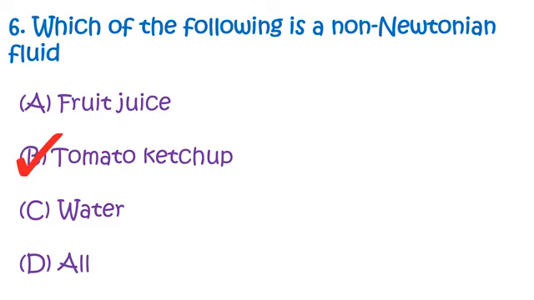So basically we have to understand what are Newtonian and non-Newtonian fluids. Newtonian fluids are those which have a viscosity that does not depend on the applied stress, whereas the non-Newtonian fluids are those where the viscosity depends on the stress rate. For example, tomato ketchup is a non-Newtonian fluid. That means if you apply pressure, then only it will start free flowing. Otherwise, the fruit juice and water do not require any pressure, they can free flow on their own.